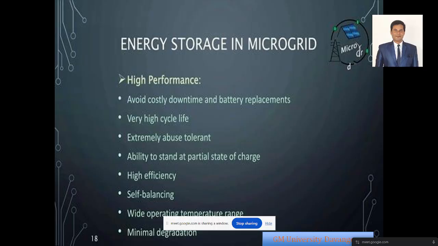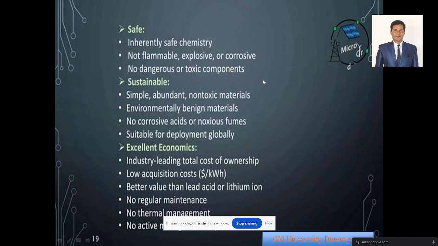So energy storage will have high performance, right? And also very good life cycles, and high efficiency also, right? And safe operations, it is more sustainable, and it is environmentally benign. There are no corrosive acids, right? And if you talk about the low acquisition cost, right? It may be certain dollars per kilowatt hour, right? And there is no regular maintenance, right? As I told, the life cycle may be around 5,000, 6,000. It may last 5 to 6 years or 10 years like that.